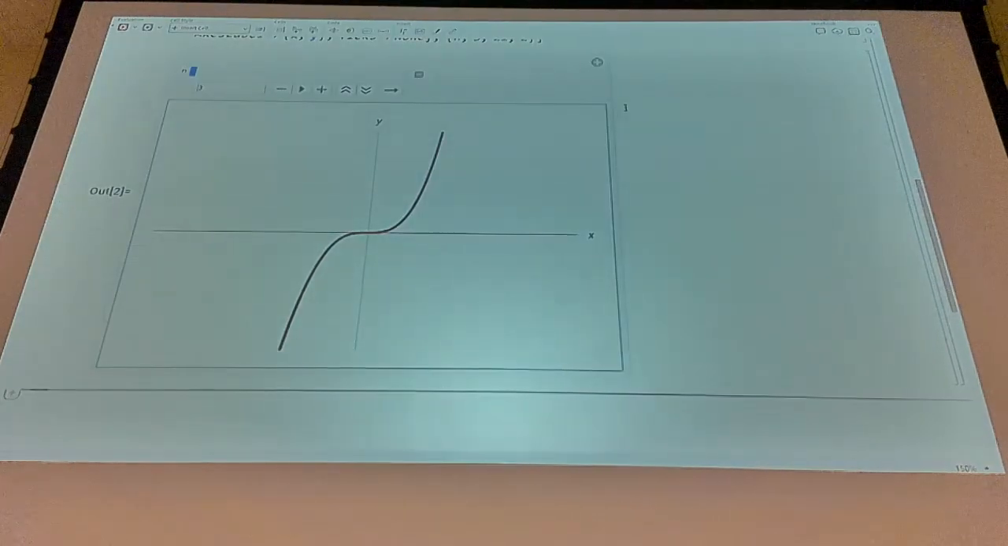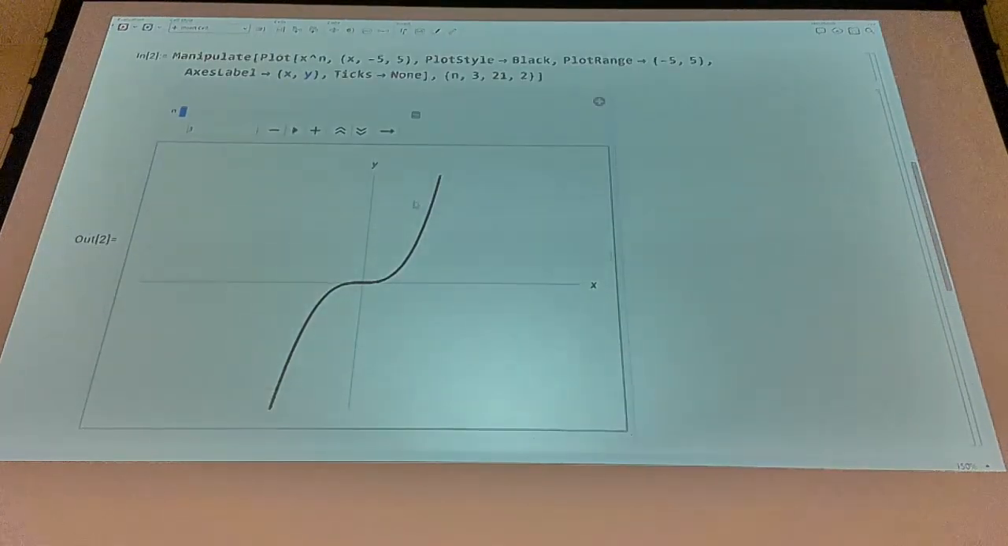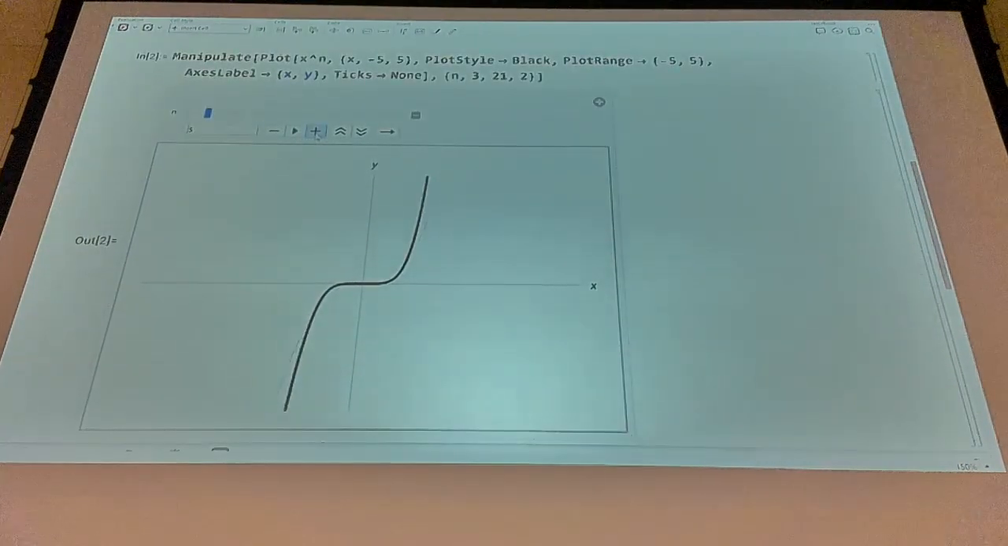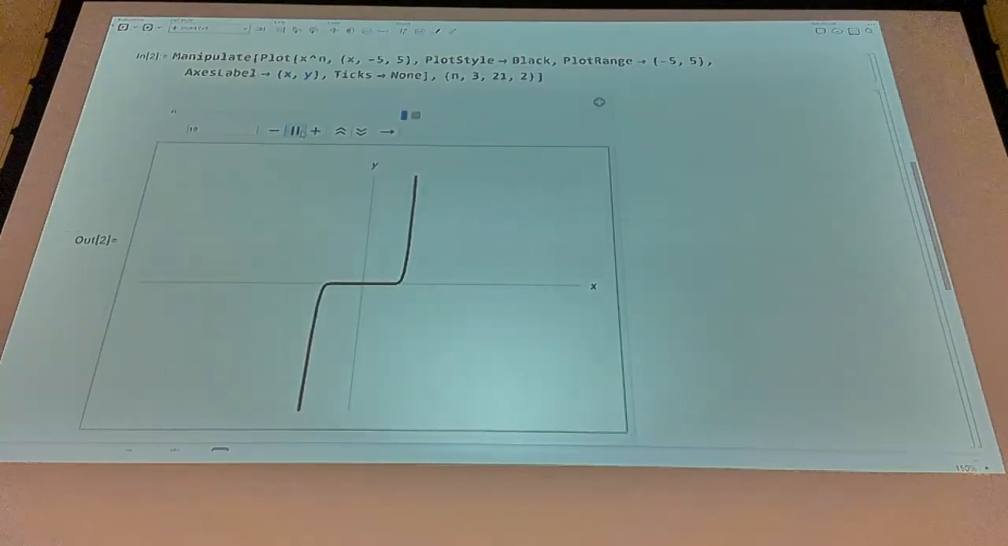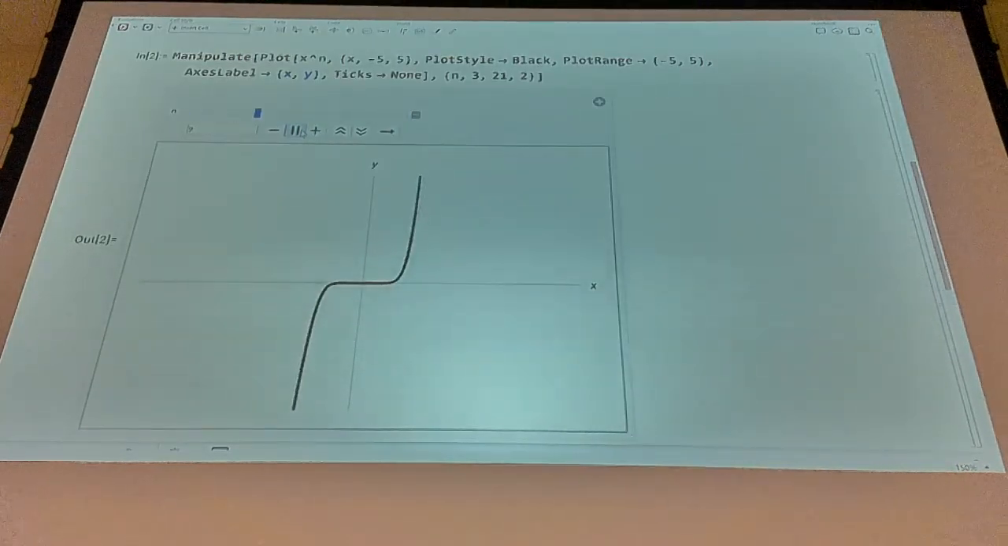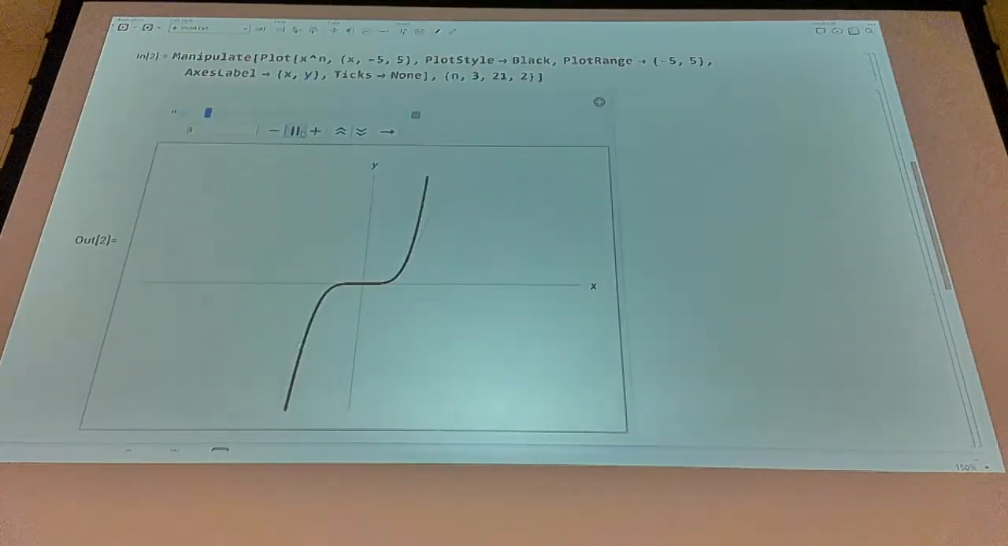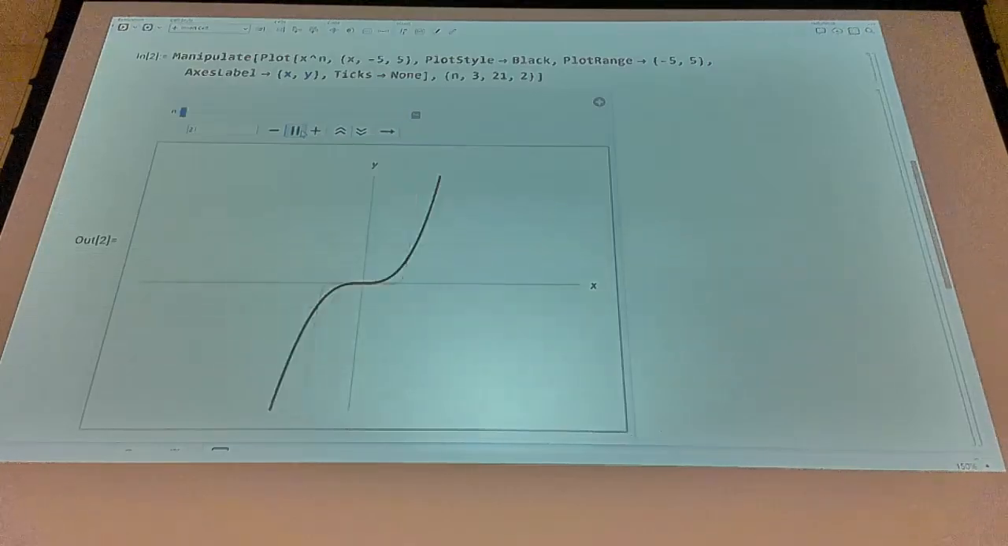So that right there is x cubed. x to the fifth, x to the seventh, the ninth, so on and so forth. And again, notice that the general shape stays the same. This will again become very important.